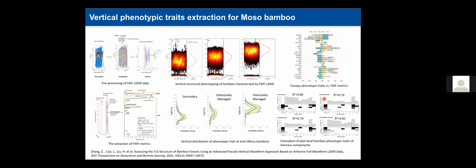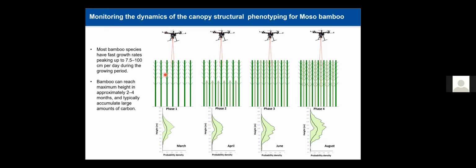Because bamboo grows very fast, its growth rate peaks at around 100 centimeters per day during the growing period. Bamboo can reach its height in around 2 to 4 months. So they grow very fast and accumulate a large amount of carbon. So we did research using a drone to detect bamboo four times in the growing season. You can see the vertical distribution of their leaf area index in different months. Bamboo grows very fast, and we can find the change in the structure phenotyping of the moso bamboo.